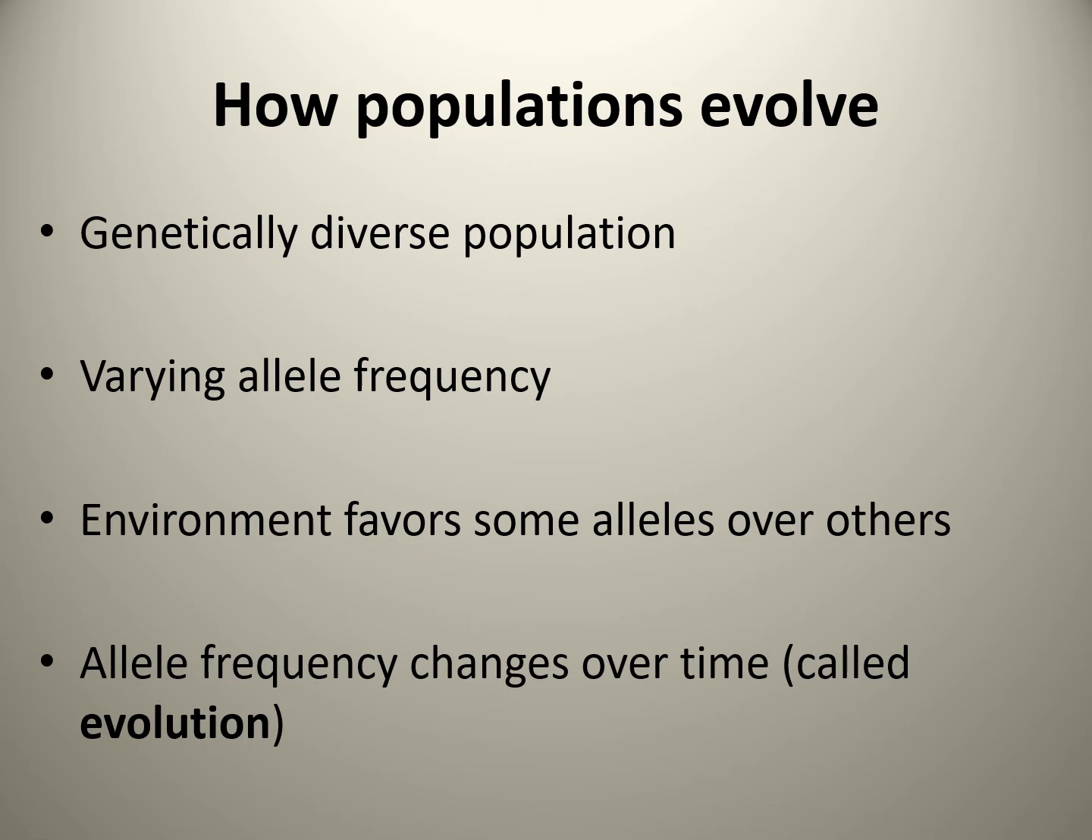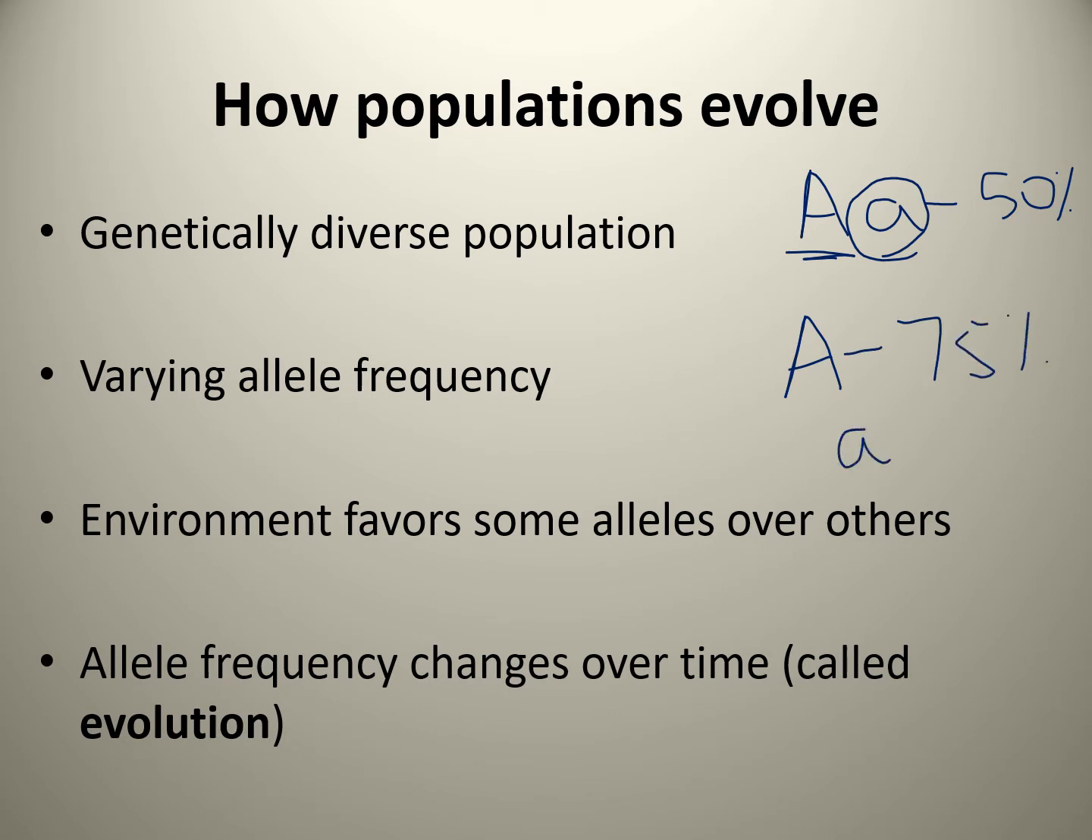Say we have this genotype, a heterozygote, capital A and lowercase a, and these are our 2 alleles in the population. Let's say we start off 50-50: 50% big A, 50% little a. And then over time, our dominant allele goes to 75%, and little a only has 25%. That is evolution. Our allele frequency is changing over time.